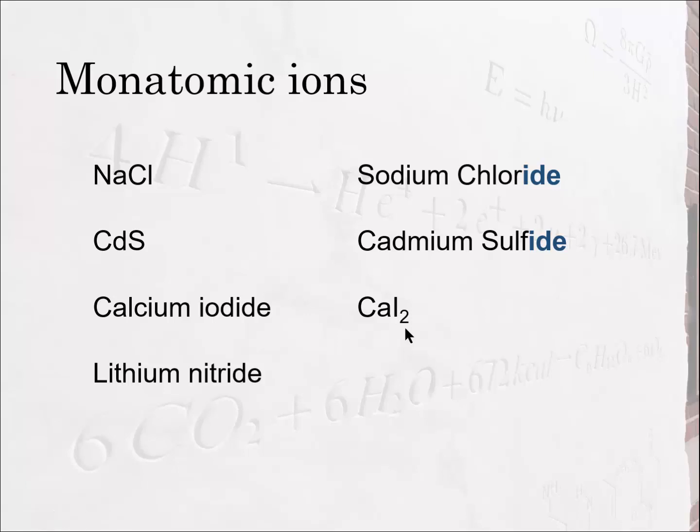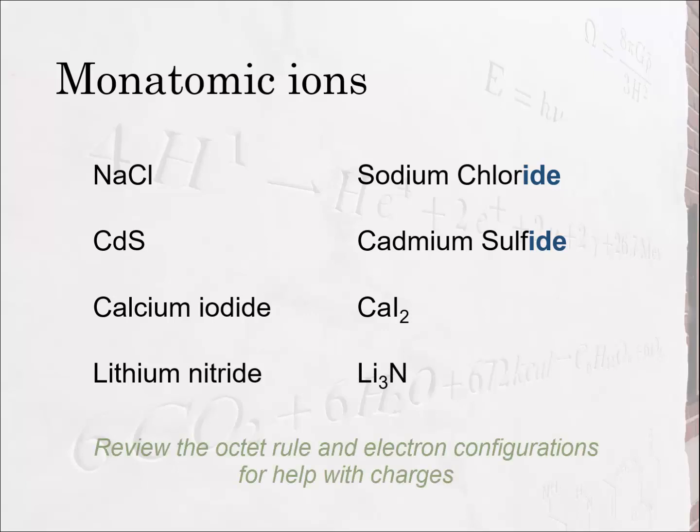In the case of lithium nitride, the nitrogen anion is -3 and the lithium cation is +1, so the formula is Li3N. Review the octet rule and ground state electron configurations if you need help figuring out the charge on different ions.